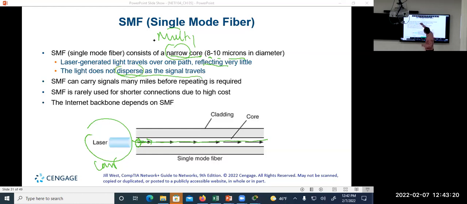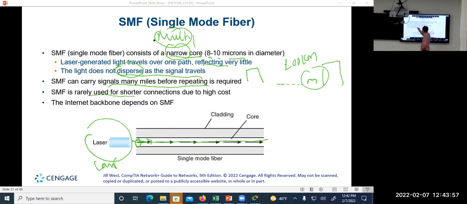I'll talk about what dispersion is later, when we work with multi-mode and why we have to care about it. Single mode can carry a signal many miles before you need to repeat it. A repeater means you regenerate the original data. Normally, you can transmit up to 100 kilometers before you need to use a repeater.